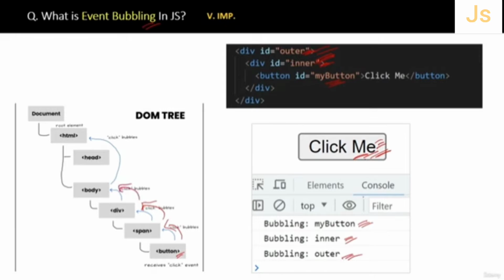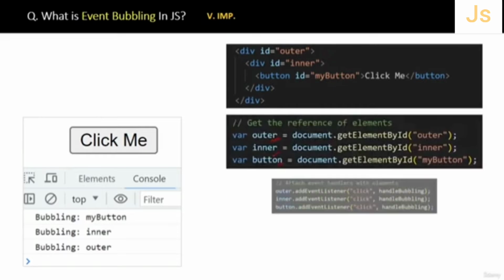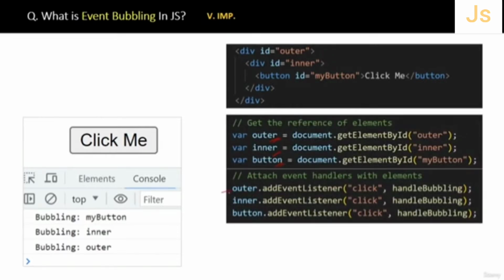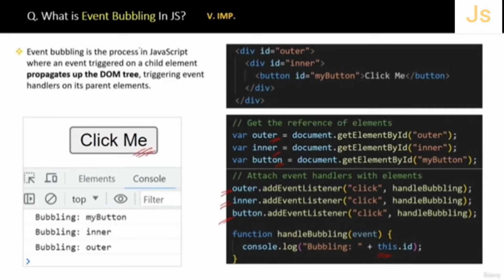Let's see the code. Here first we will get the reference to all the elements and add the event handlers to all the elements like this. Okay. Now here is the function. See, no extra code or setting is required. If you trigger the event of the button, which is the innermost, then all the parent events will be fired automatically. So that is event bubbling. The conclusion is, event bubbling is the process in JavaScript where an event triggered on a child element propagates up the DOM tree, triggering event handlers on its parent elements. Great. Now I think in this lifetime you will not forget it.